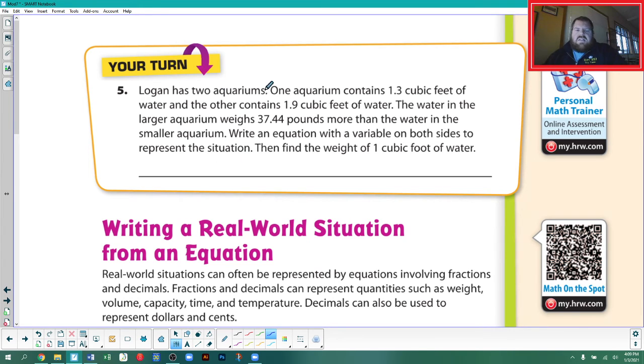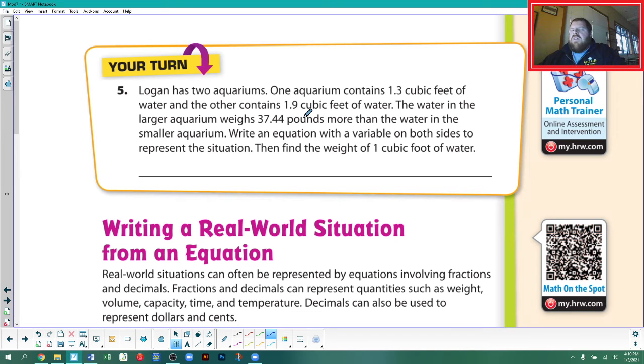It says Logan has 2 aquariums. One contains 1.3 cubic feet of water, and the other contains 1.9 cubic feet of water. The water in the larger aquarium weighs 37.44 pounds more than the water in the small aquarium. Write an equation with a variable on both sides to represent the situation. Then find the weight of 1 cubic foot of water.